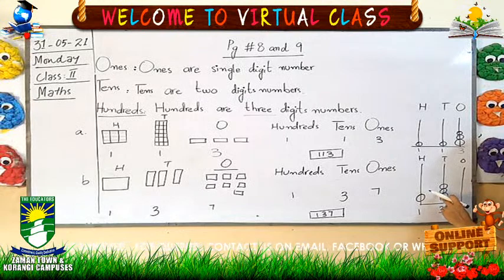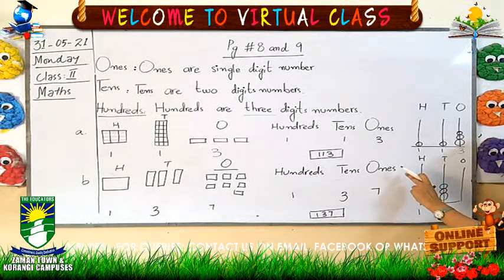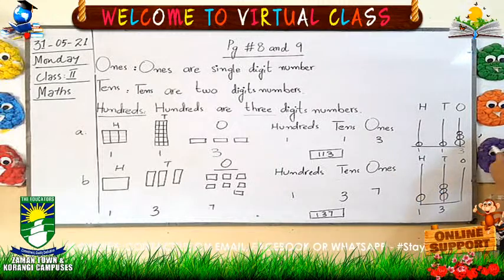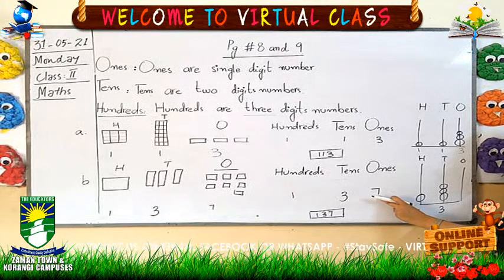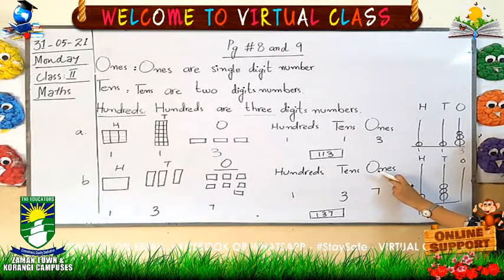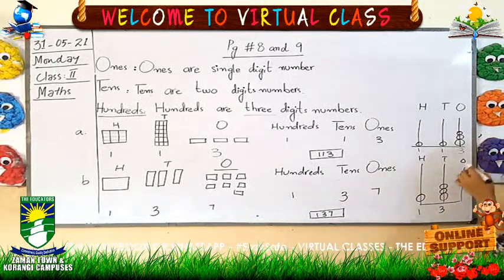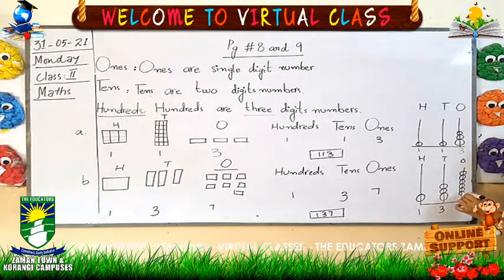Now last ones. What is the value of ones? 7. Answer is 7. So how many beads you will draw? 7 beads. Draw the beads. 1, 2, 3, 4, 5, 6, 7. 7 beads you have drawn.